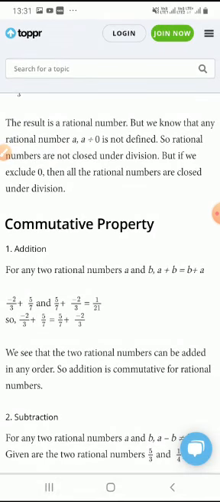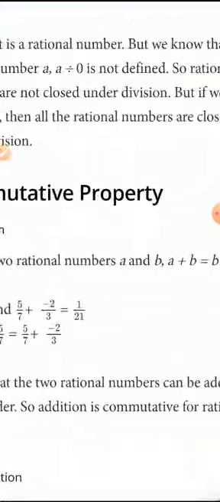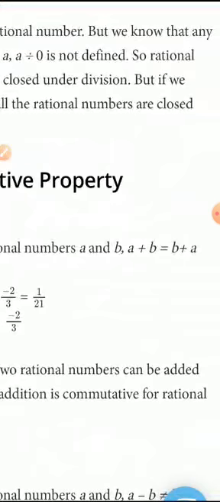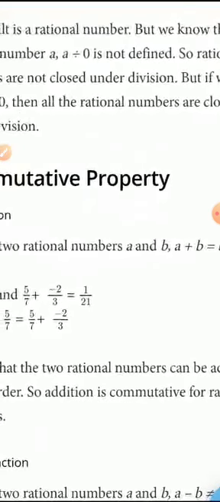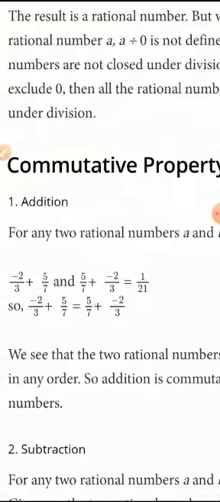Coming to the next property, the second property, that is the commutative property. We are going to apply the commutative property for all the four operations, that is addition, subtraction, multiplication and division. What the commutative property says is, if a and b are two rational numbers, then a plus b equals b plus a. Let's see whether it is true or not.